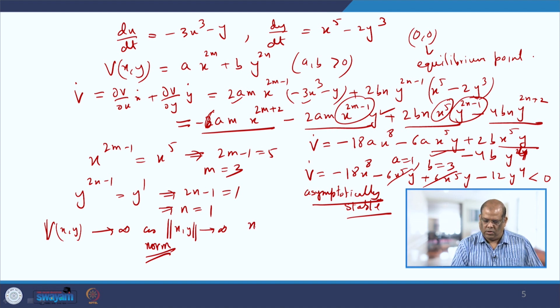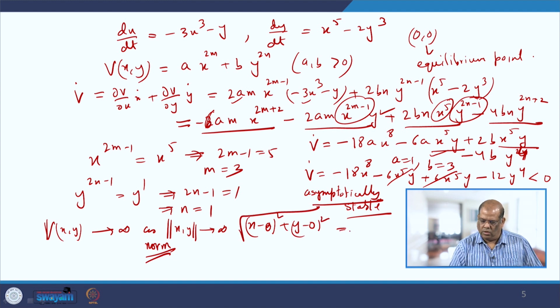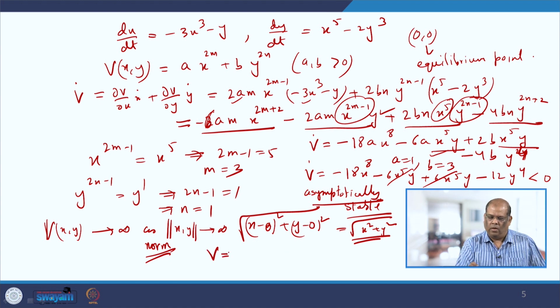So, if you use the distance formula, it is the square root of x minus 0 squared plus y minus 0 squared. So, this is your square root of x squared plus y squared. This is the norm of (x,y). So, your V is of the form, now you know what your a and what your b is. So, it is x to the power 6 plus 3y squared.